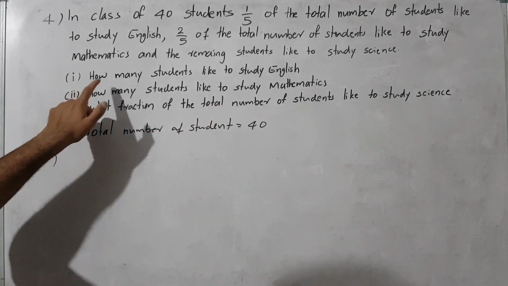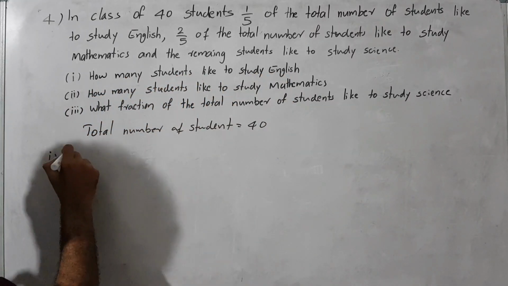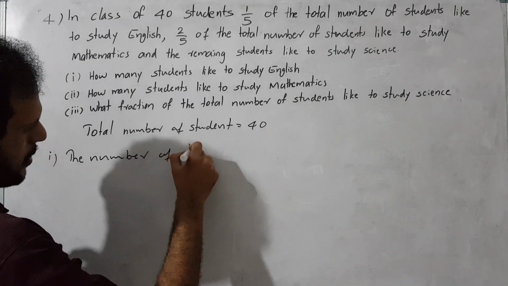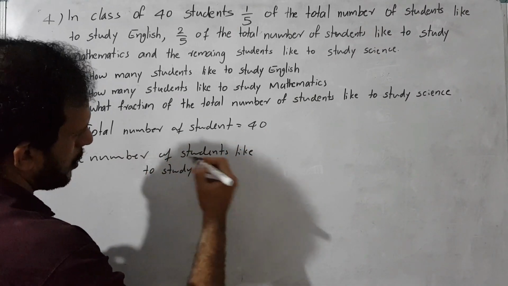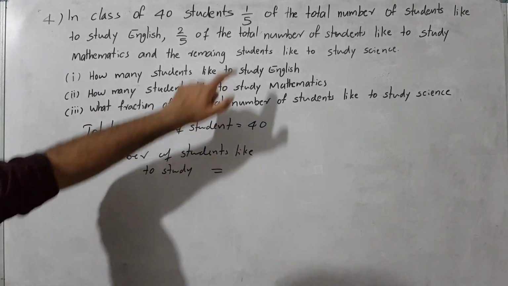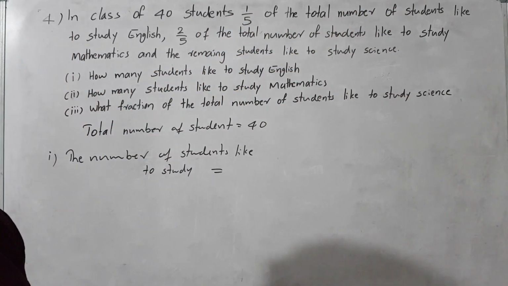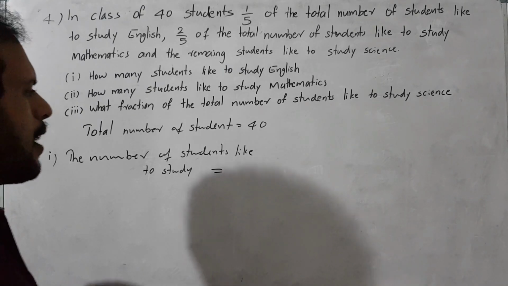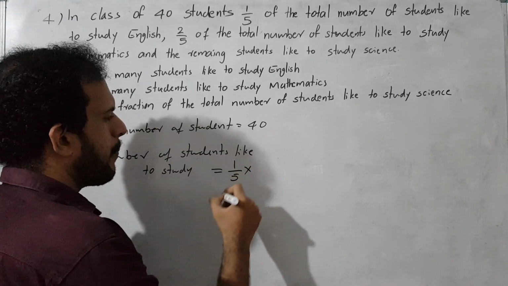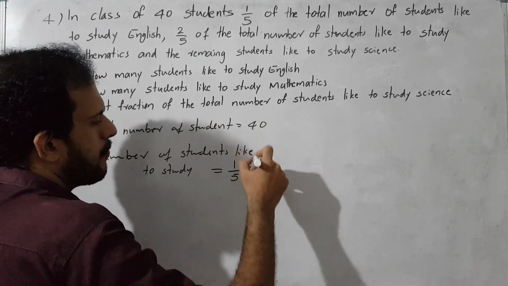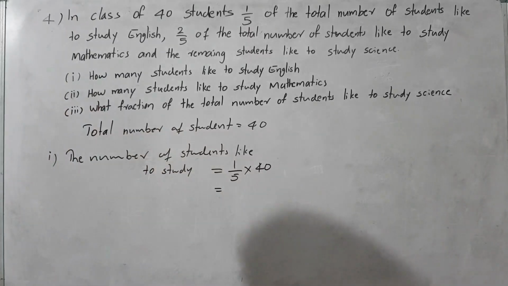Correct? Then we start to find the first one. What is the first question? How many students like to study English? The number of students who like to study English is equal to what? That is 1/5 of the total number of students. How to write? 1/5 of means 1/5 into total number of students. What is the total number of students? 40. 1/5 into 40.